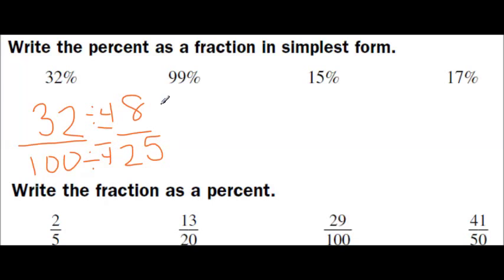Our next one is 99%. We're going to start with 99 over 100. Then I do a little bit of thinking, and there's nothing that 99 or 100 can both be divided by.